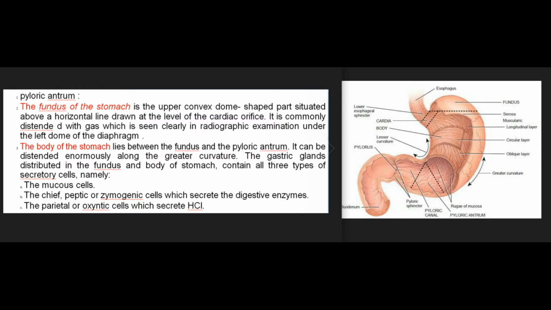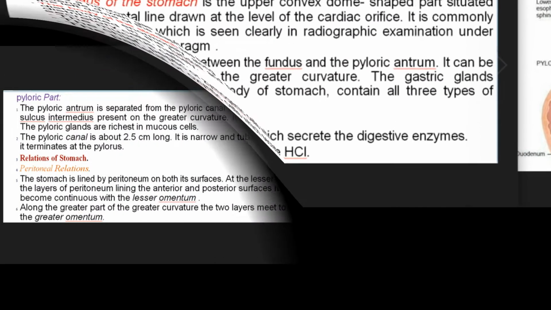The gastric glands distributed in the fundus and body of stomach contain all 3 types of secretory cells, namely, A. the mucus cells, B. the chief, peptic, or zymogenic cells which secrete the digestive enzymes, C. the parietal or oxyntic cells which secrete HCl.